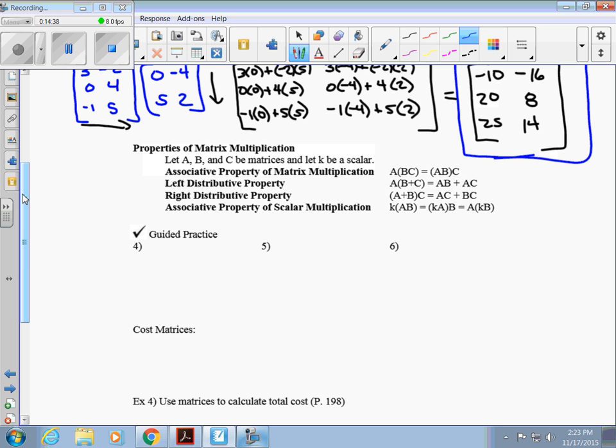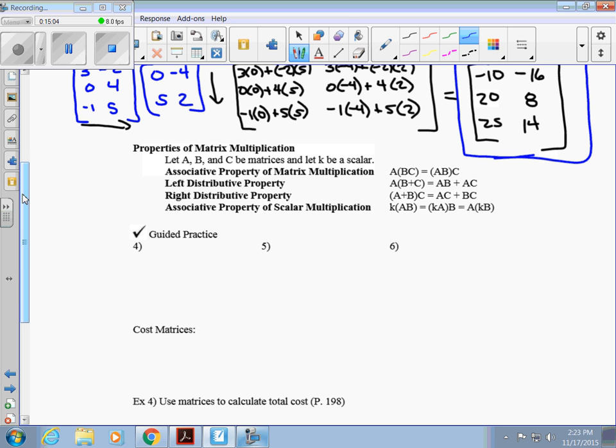Now the left distributive property works. So if I have A, I can take A times whatever the answer is for B plus C, or I could do like we just did above, A times B plus A times C. The right distributive property works. If I have C as my last matrix, I can add A and B first and multiply by C, or I can multiply A and C and multiply B and C and then add them.